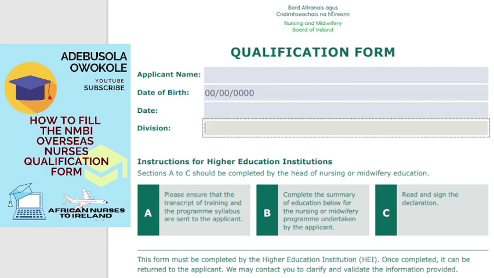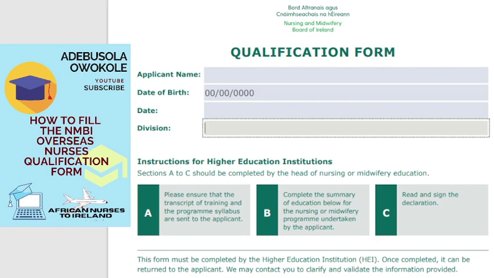Initially, the syllabus wasn't compulsory, but recently some transcripts are not detailed. So NMBI made a change of law and decided that you have to attach a syllabus of training with your transcript of training as well. The syllabus specifies your theoretical instruction in hours and hours of practice. They really want to know the hours of your training, a breakdown of the clinical aspects and the theoretical aspects as well.